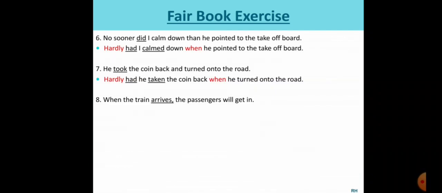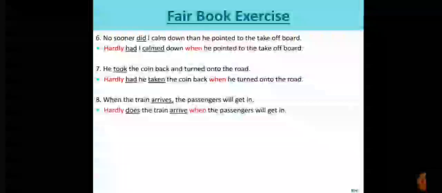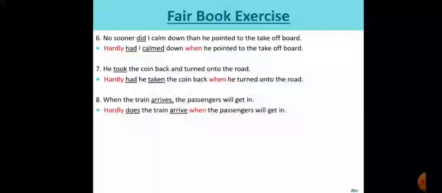Next one. When the train arrives, the passengers will get in. Now here arrives, students, is in the present tense, arrives with the letter S. So hardly does the train arrive. We are using does, and arrives will become arrive. So hardly does the train arrive when. We are replacing the comma with the word when: the passengers will get in.